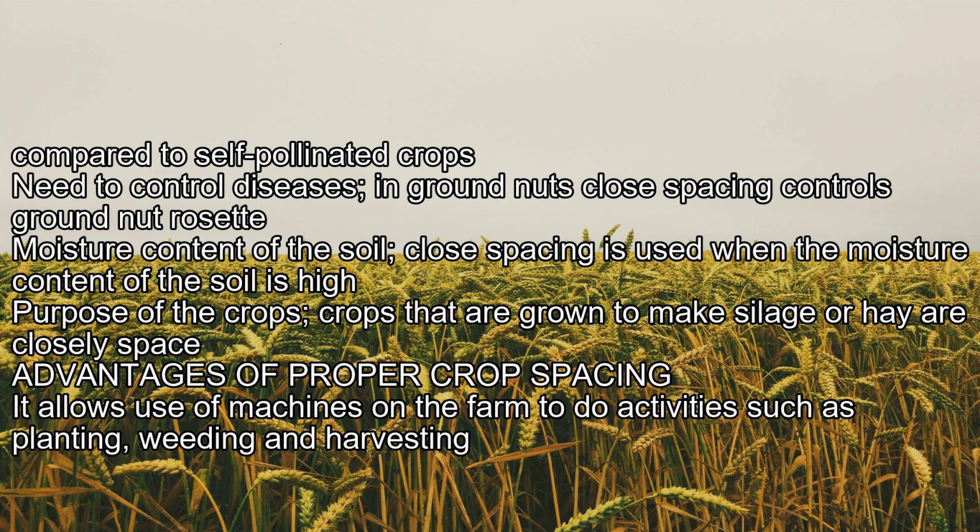Moisture content of the soil. Close spacing is used when the moisture content of the soil is high. Purpose of the crops. Crops that are grown to make silage or hay are closely spaced. Advantages of proper crop spacing.